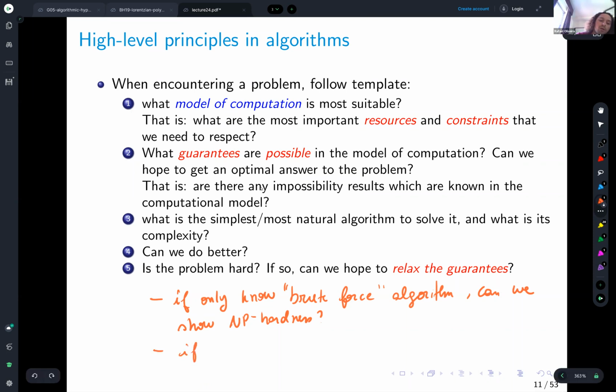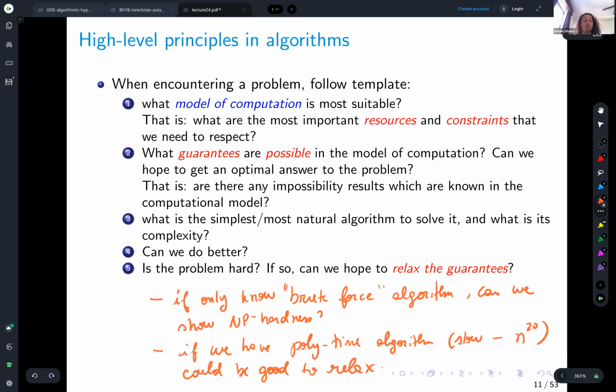But if we have a polynomial time algorithm, but slow, say for example, n to the 20, as we're talking about, it could still be good to relax the guarantees, right? If we want in the end a nearly linear algorithm. Does that make sense?